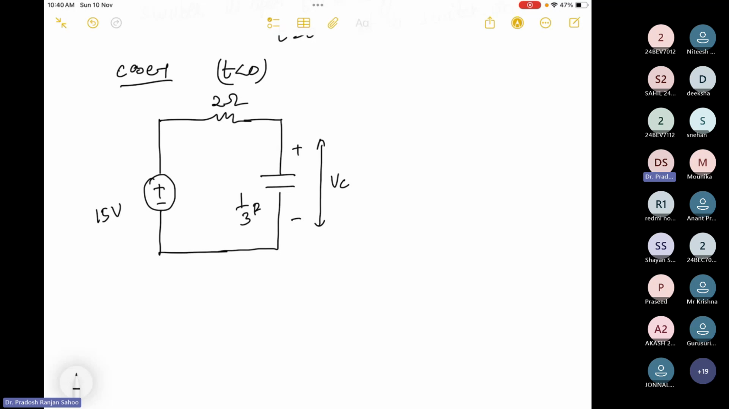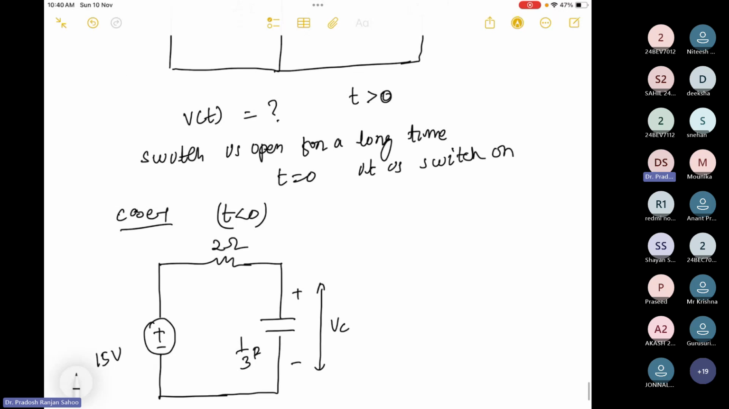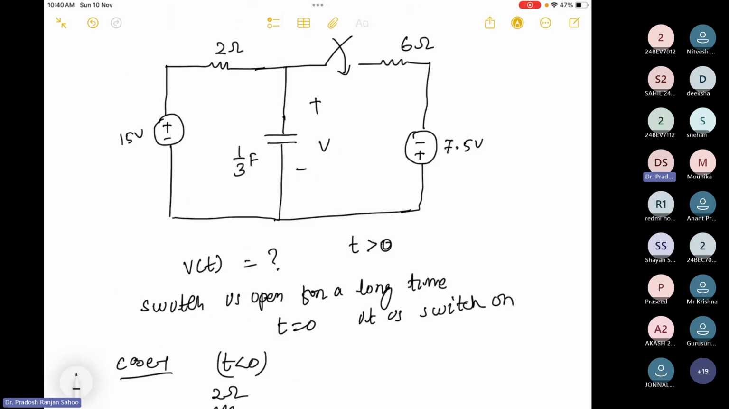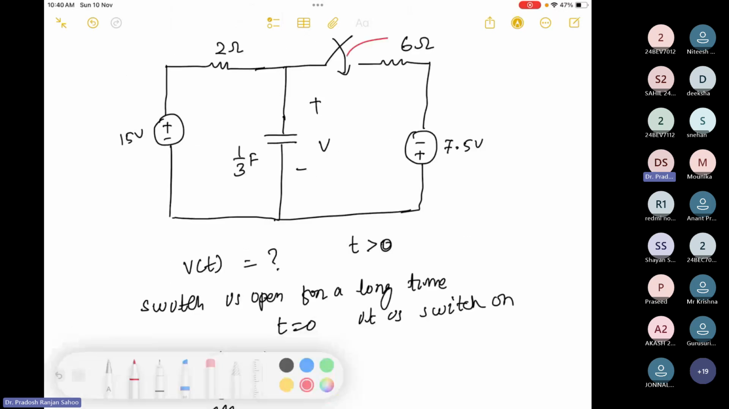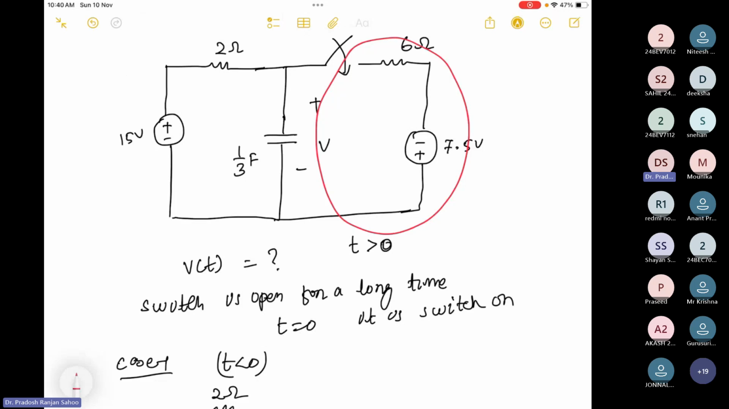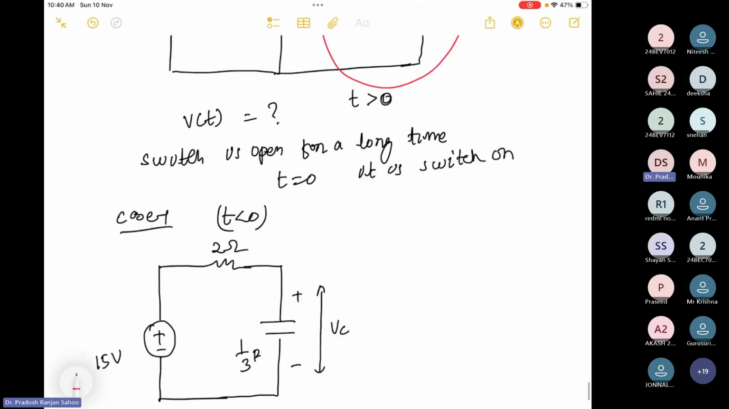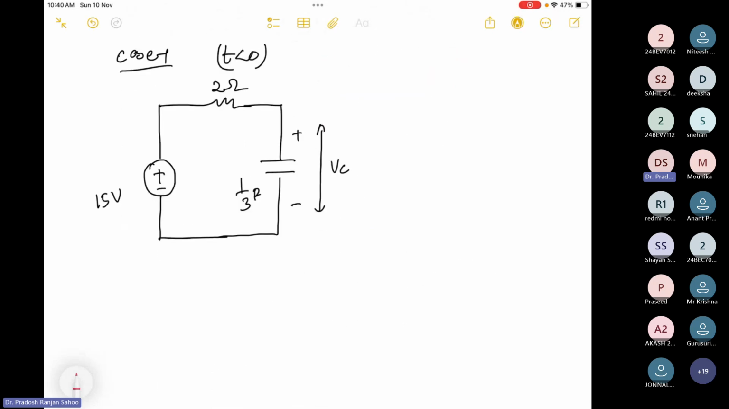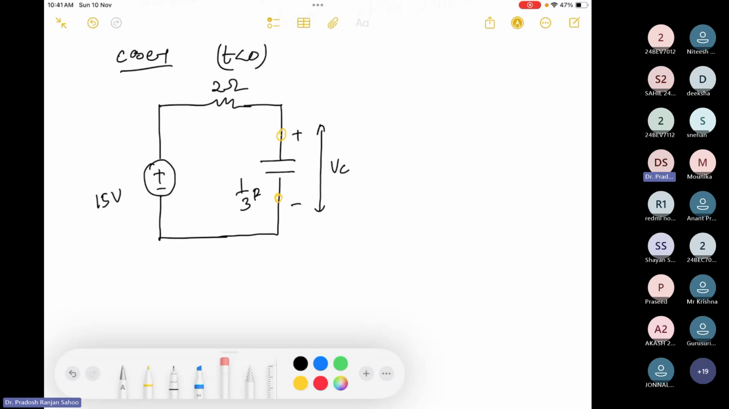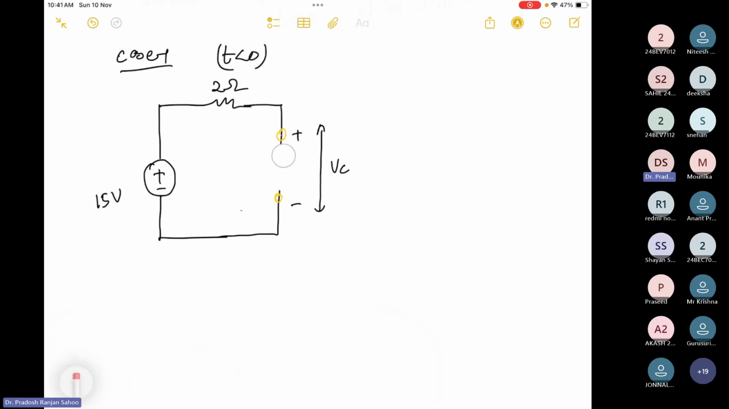They're saying that the switch is open for a long time. When the switch is open, I will get the circuit like this. That means this entire circuit is not connected, and only this circuit remains. This is t less than 0. The circuit is open for a long time, so the capacitor achieves steady state. Steady state means the capacitor behaves as an open circuit here, so I can remove this capacitor.